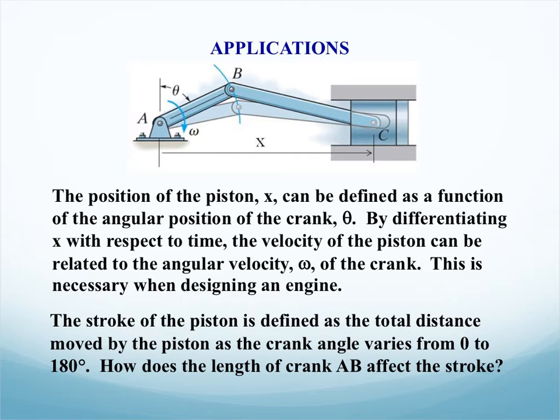Similarly, we can see that this linkage here, where the piston at point C is moving, is going to be related to the angular position and angular velocity of the piece AB, as well as the distance that A is from C as it moves back and forth. Again, we want to try to find those relationships.